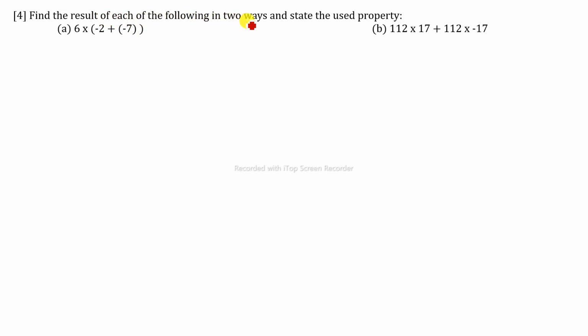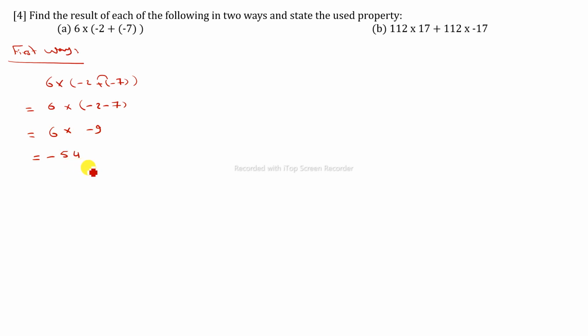Find the result of each of the following in two ways and state the used property. هنا أول حاجة 6 times negative 2 plus negative 7. تعال نشوف الفيرست method، the first way، الطريقة الأولى. هنا 6 times negative 2 plus negative 7. هنحسب دول، negative 2 plus negative 7، positive times negative is negative، يبقى negative 9. 6 times negative 9 is negative 54. ده the first way.